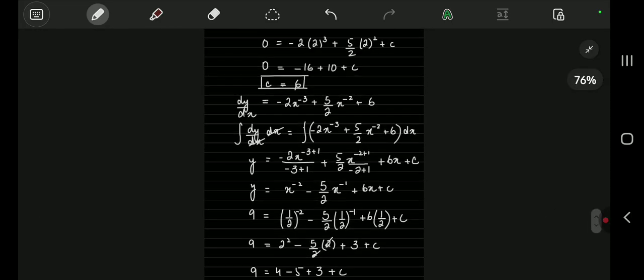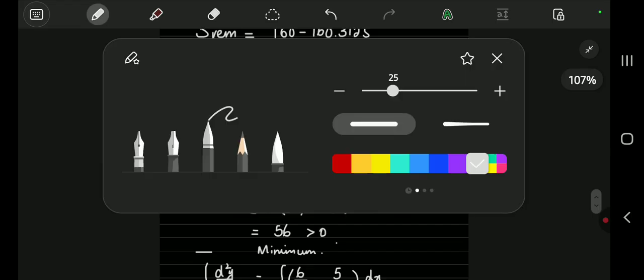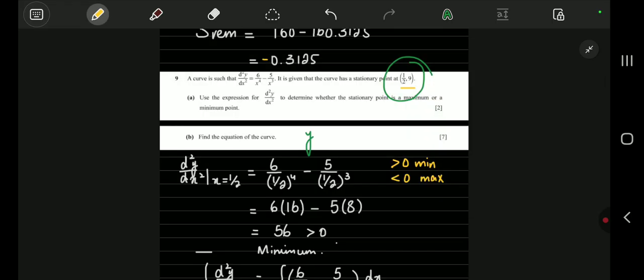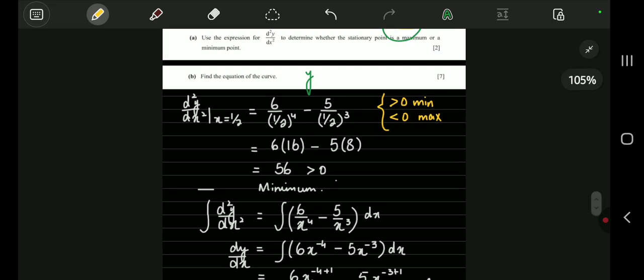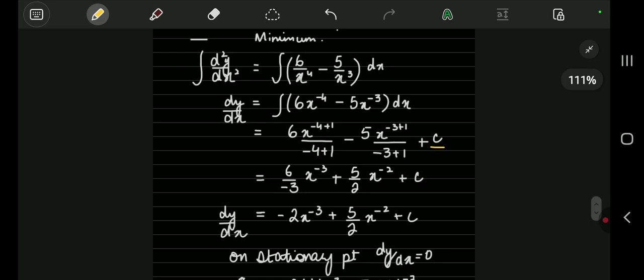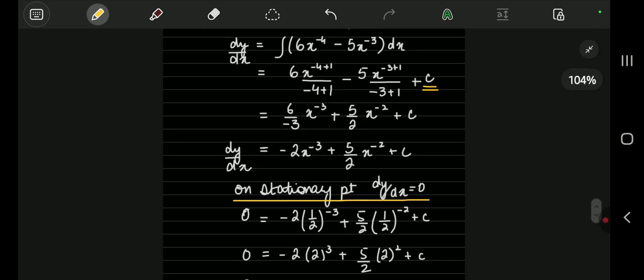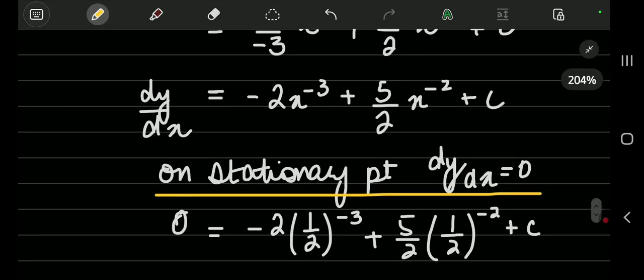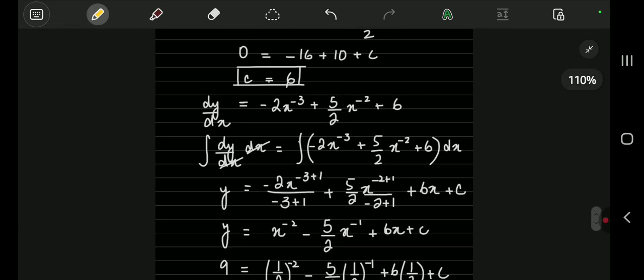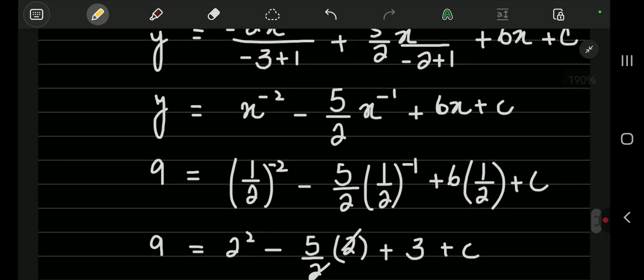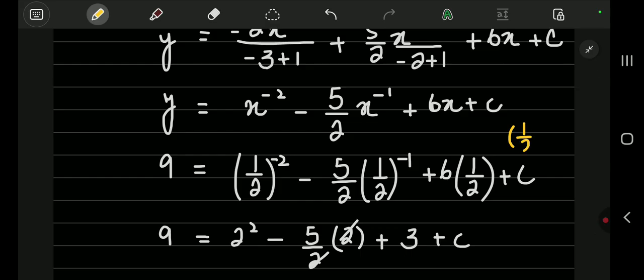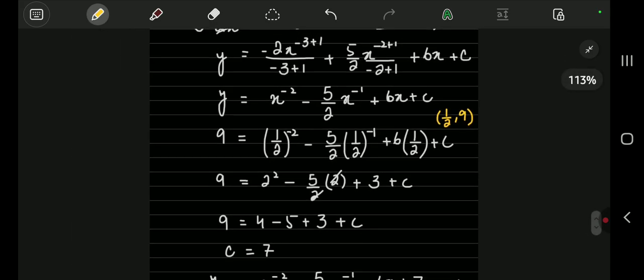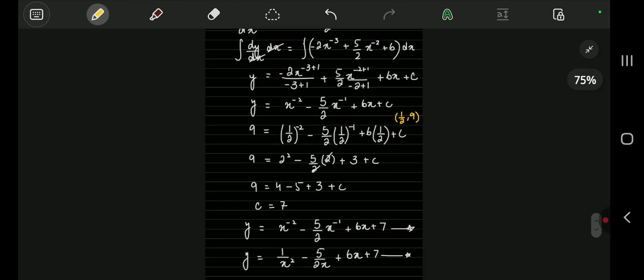Okay, so this is how we found this whole thing. Firstly, we had to use the maximum and minimum test: after substituting the x value, if your second derivative is greater than 0, then it is a minimum. Secondly, to find the constant c, you used dy by dx equals 0 and substituted x equals 1 over 2. And lastly, to find the second constant of integration, we used the point (1/2, 9) because it lies on the curve. This is how we found our equation of the curve. I hope you understand this question.